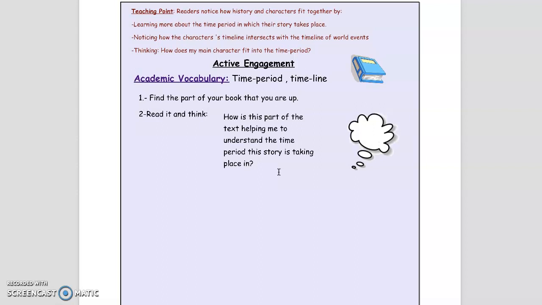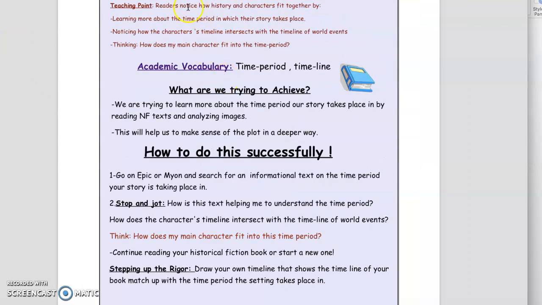So I want you guys to try this teaching point on your own now. I want you to find a part in the book that you're reading, and I want you to think, how is this part of the text helping me to understand the time period the story is taking place in? So go and find your book, pause the video, and try that. So readers, remember that we notice how history and characters fit together by learning more about the time period in which our story takes place. We notice how the character's timeline intersects with the timeline of world events. We think, how does my main character fit into the time period?